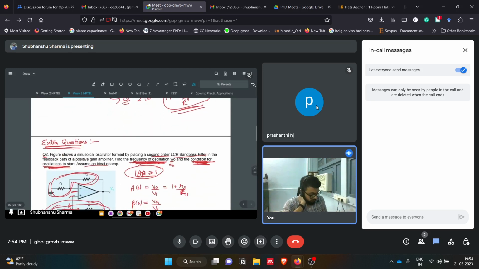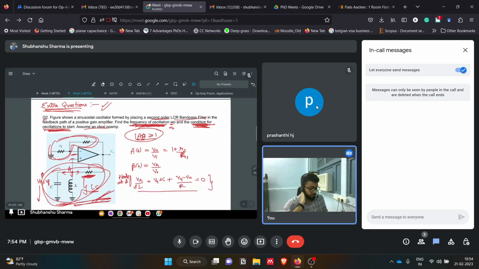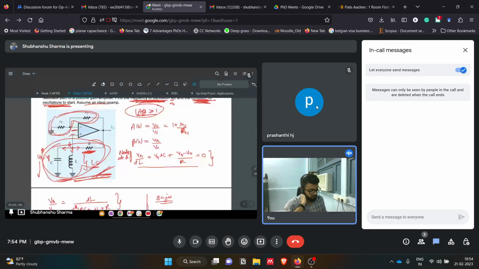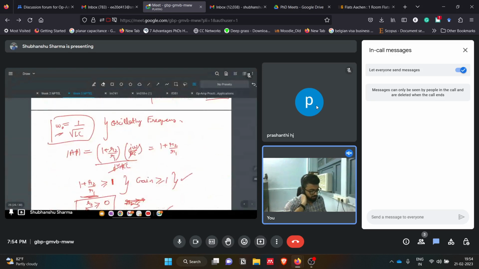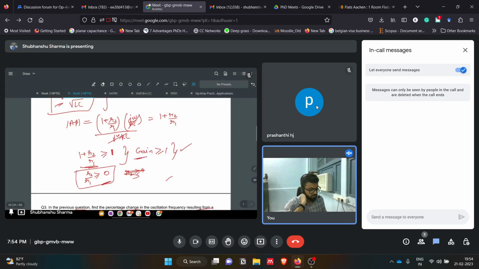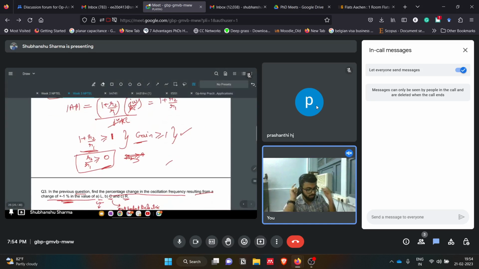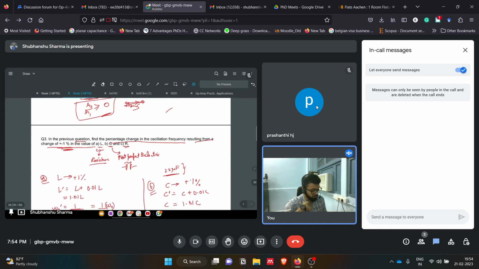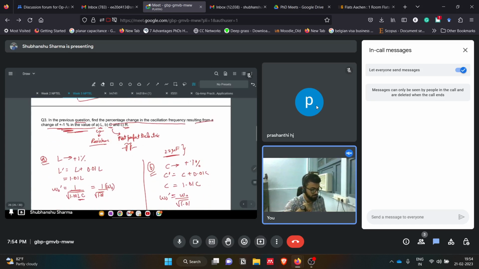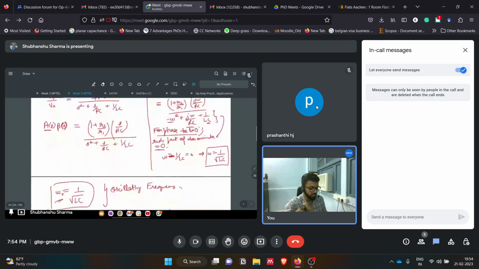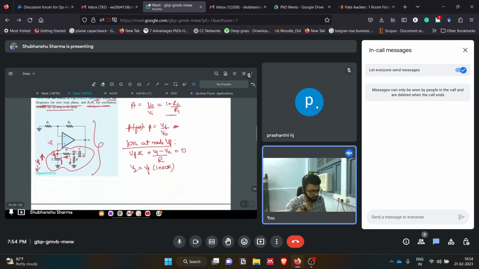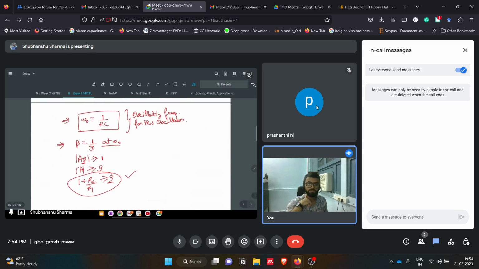Then we solved some extra questions based on oscillators, like a second order LCR bandpass filter. We got the oscillating frequency and the gain limitations, in the sense of when the oscillations will start, and then we saw how a percentage change in L, C, and R can affect the oscillator. Then we solved another question with a different feedback using R and C. So this was all about this week's live session.